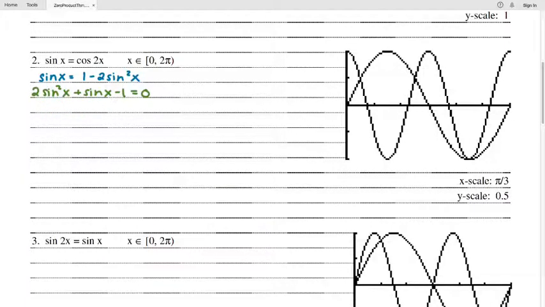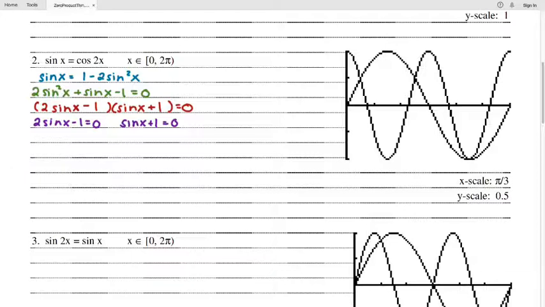So I can factor 2 sine squared of x plus sine of x minus 1 into this. Let's see here. We're going to have plus 1 and minus 1 like this. So 2 sine x minus 1 times sine x plus 1. And the zero product theorem then tells us that either one or both of these factors must equal 0 if their product is 0.